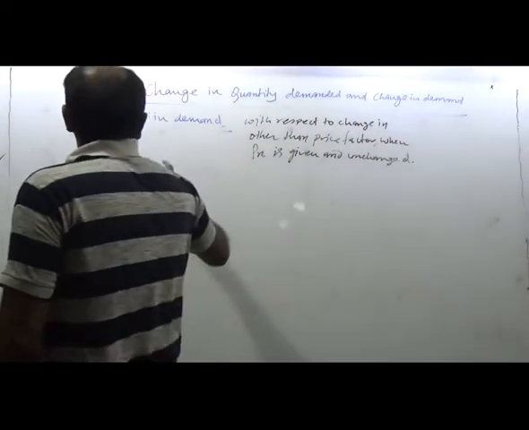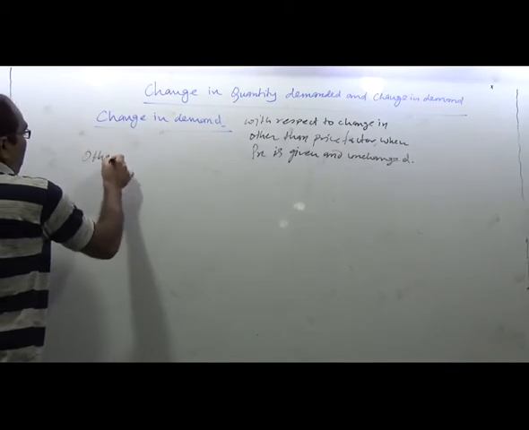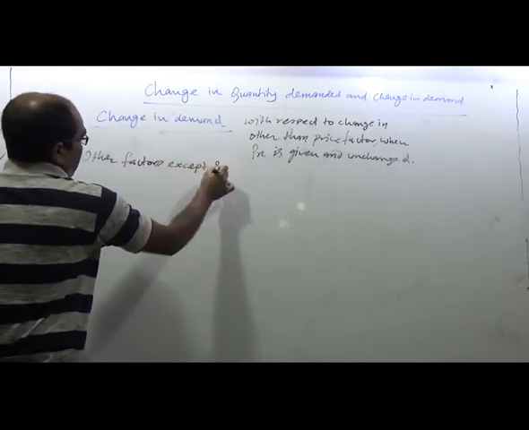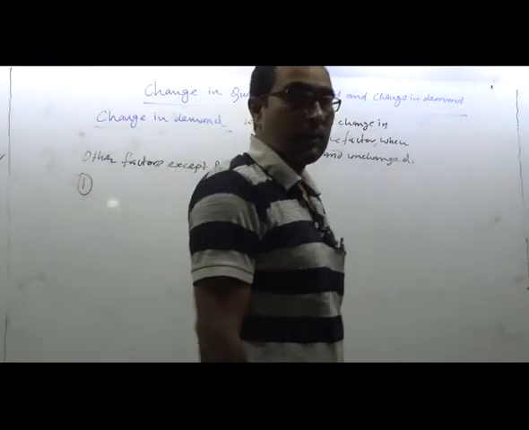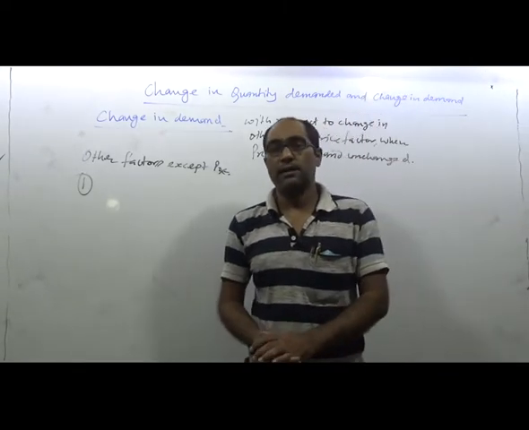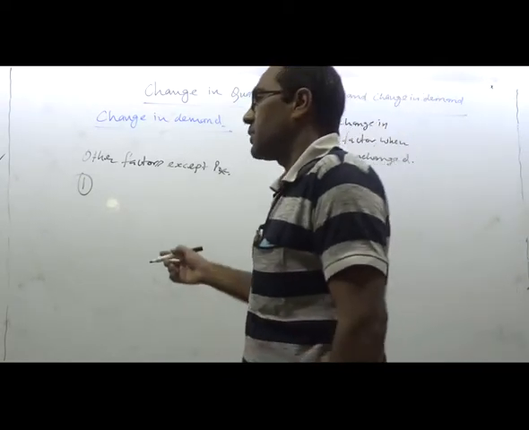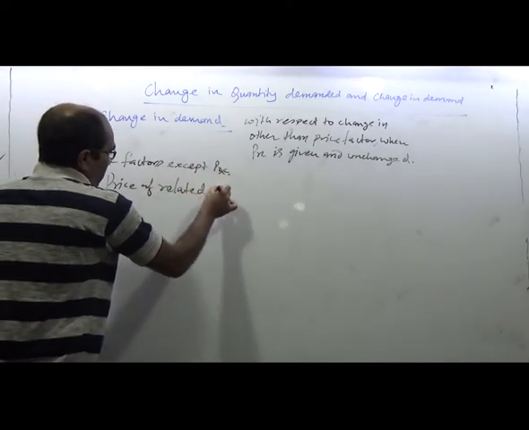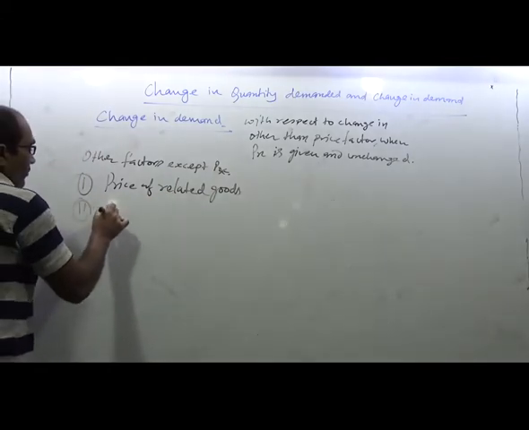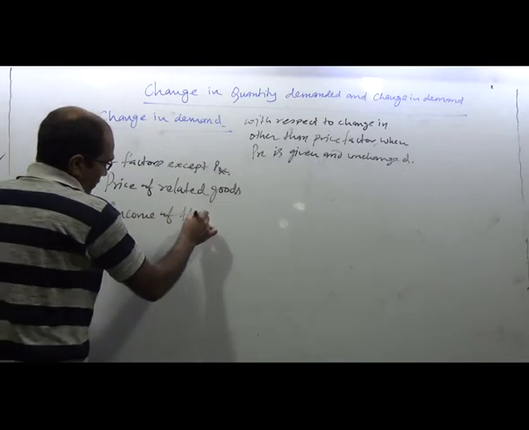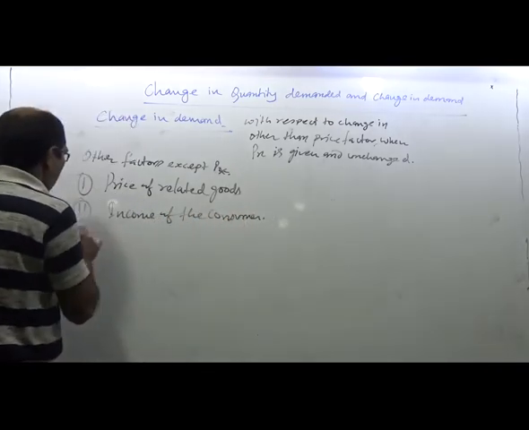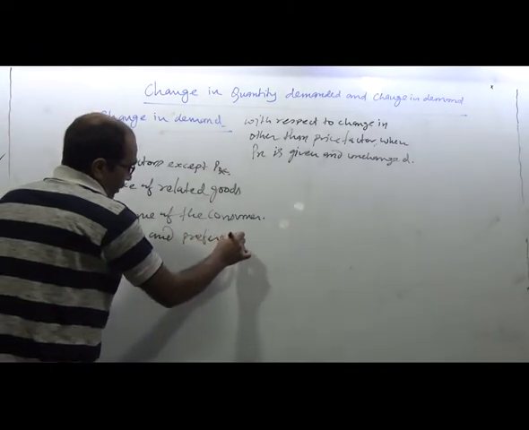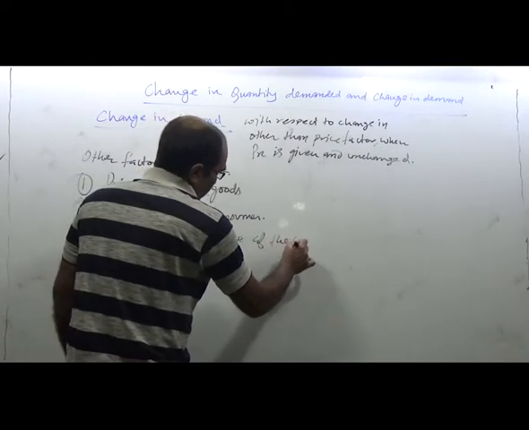See, what are the other factors here? Other factors except Px. What are the other factors? First we have to identify the other factors, then we will deal with the change. First, the other factor is price of related goods. Second, income of the consumer. Third, taste and preferences of the consumer.